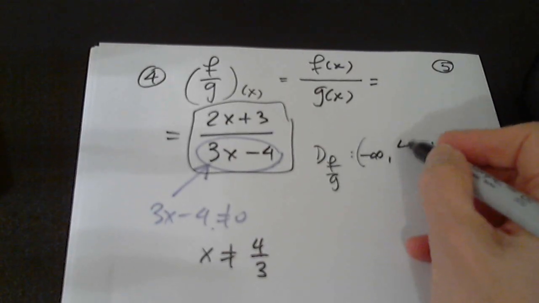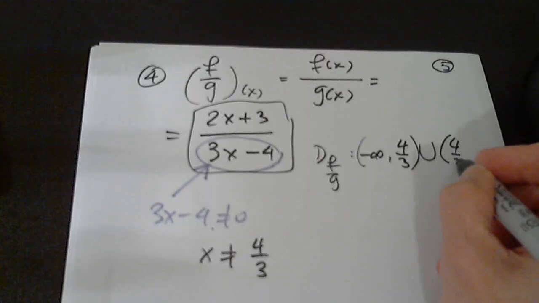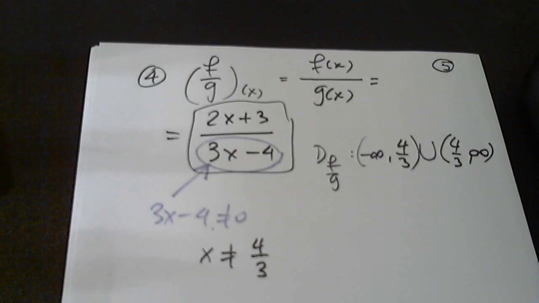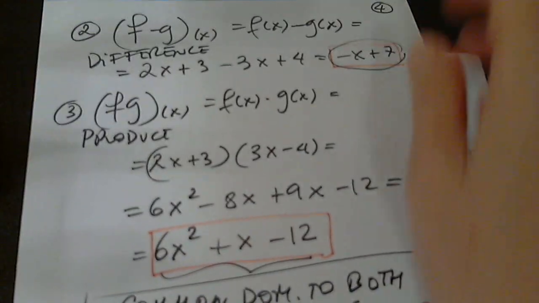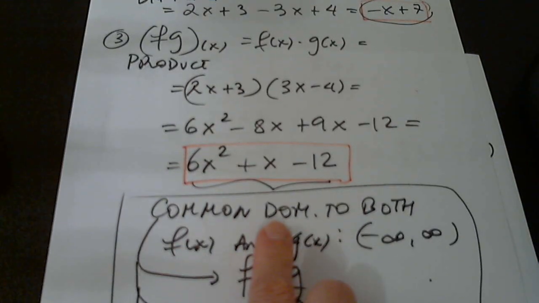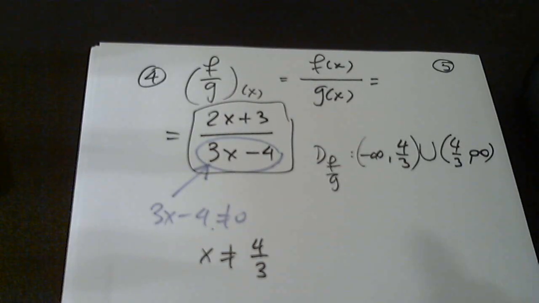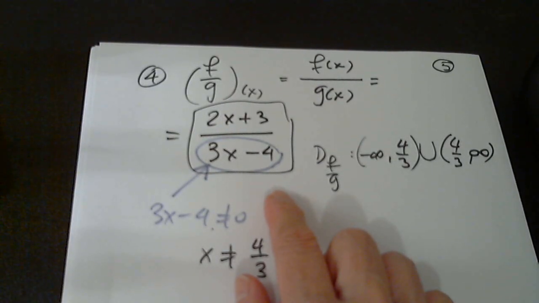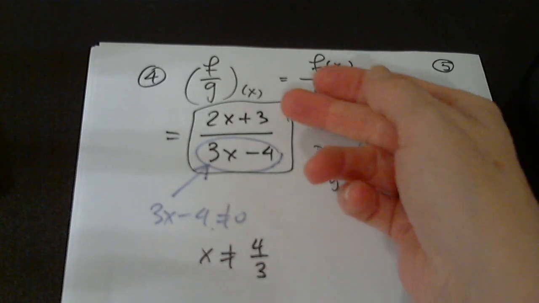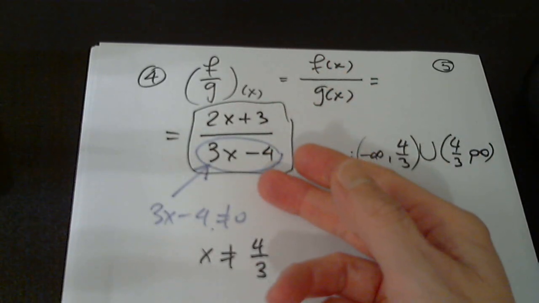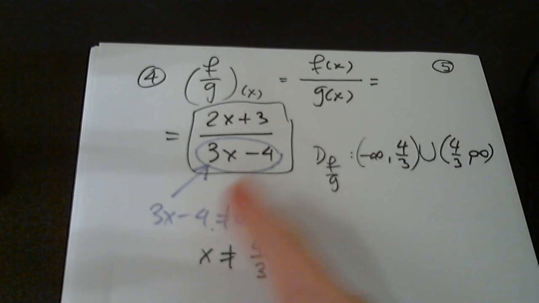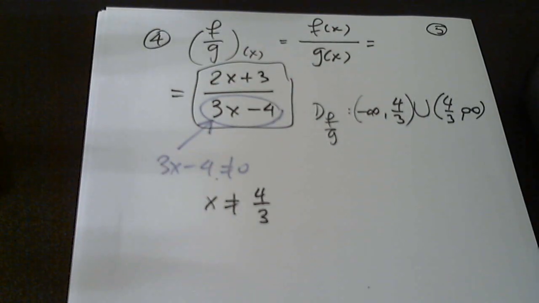So negative infinity to 4/3 and 4/3 to infinity. So anything but 4/3. As you notice, the sum, difference, and product are always easy because they always have the common domain of the two functions f and g. But the ratio may or may not. I'm not saying that this will always happen. I'm saying the denominator cannot be 0. Therefore, from the common domain, I have to exclude 4/3. Division by 0 is undefined, is not acceptable.